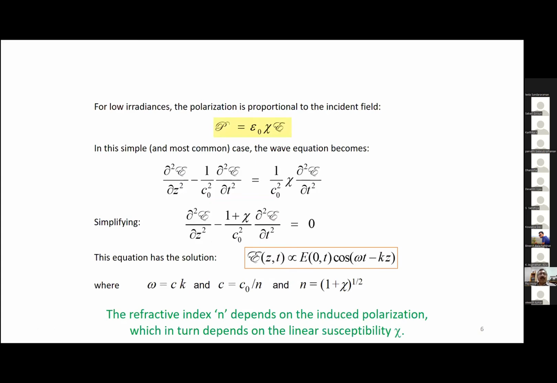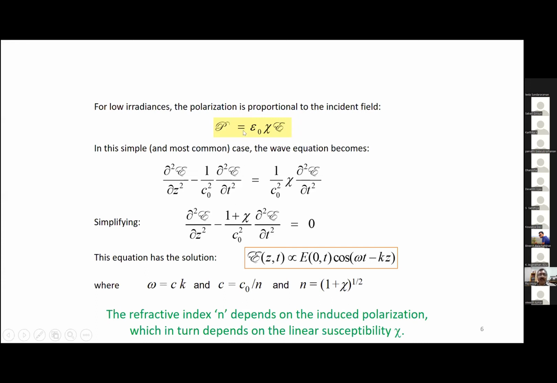And now we consider low irradiances. In the case of low irradiances, we need to consider only the first term in the expansion. So we take only P equals epsilon naught chi1 E. This is the simplest and most common case, because almost all kinds of light irradiances that we encounter in normal life, like sunlight, incandescent light, tube light, LED light and all that, fall in the low irradiance regime. Therefore, we only need to worry about the first term in the polarization.